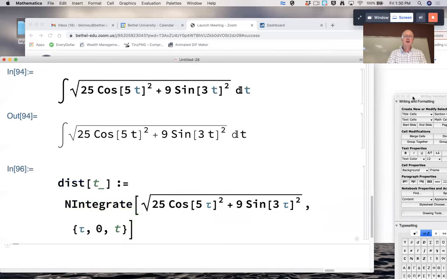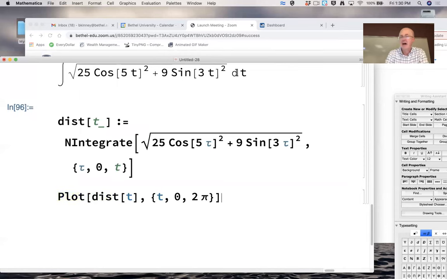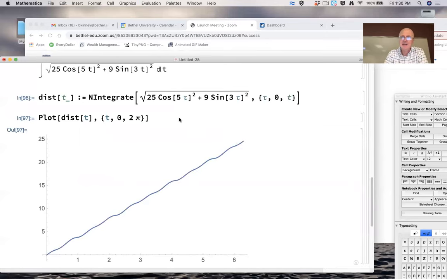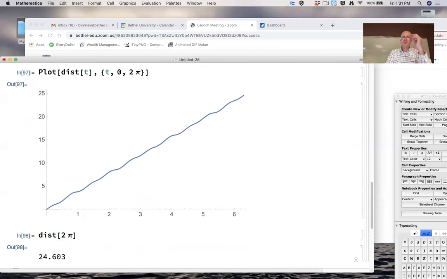Shift return. I could plot this. Plot the distance traveled as a function of, now I'm going to use a t from 0 to 2 pi. I could use a tau, it doesn't matter. It's doing a bunch of numerical integrations and then giving me an approximate graph. That is the antiderivative that I'm after. It just doesn't have a simple formula. But it does have a graph that can be approximated. And I can approximate my distance traveled by the time I get to 2 pi. It's about 24.6.